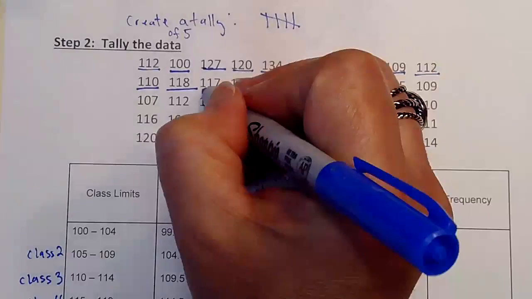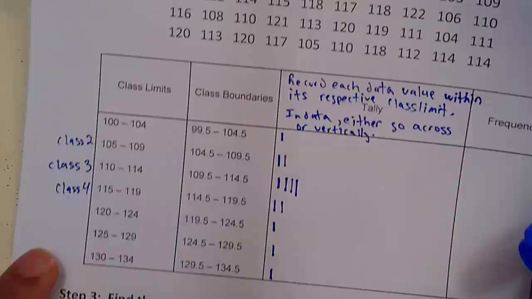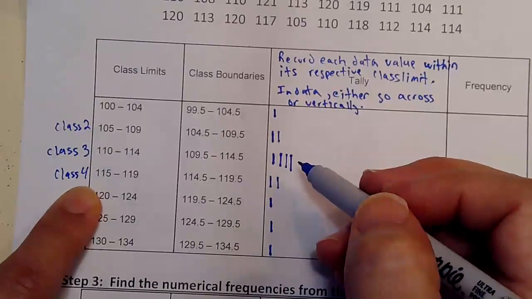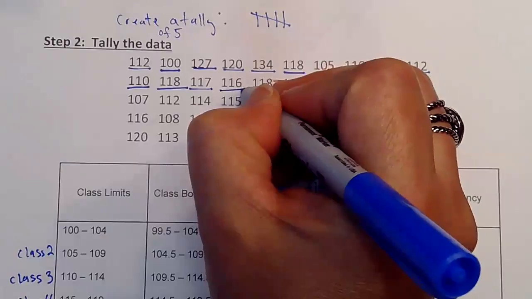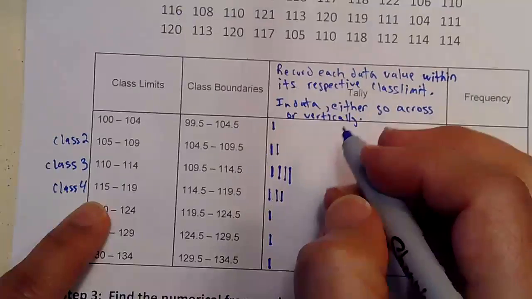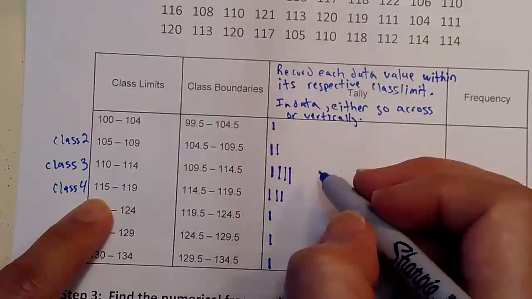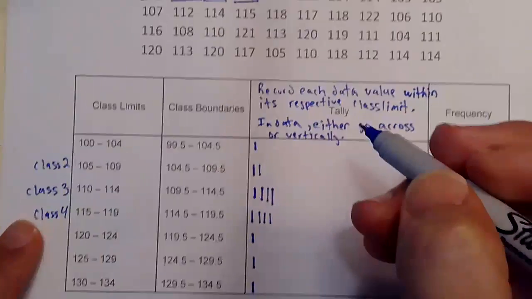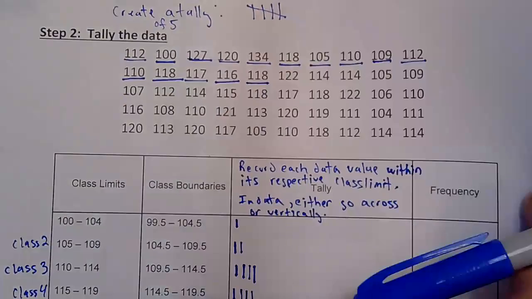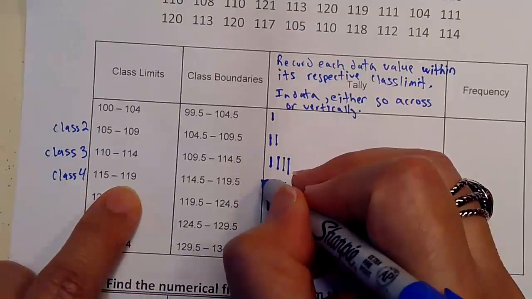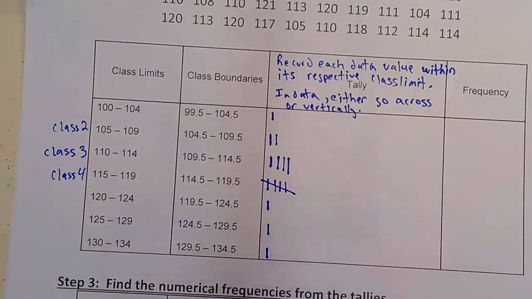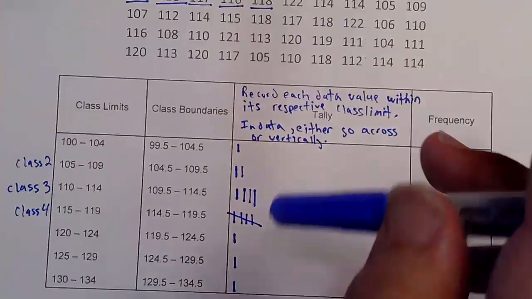Then I go to 117. That also fits under class 4, 115 to 119. Then I go to 116. That also fits under class 4, 115 to 119. Then I go to 118. And that also fits in class 4, 115 to 119. So finally we get to 5. Okay, and that would be the idea. Then you would keep going.